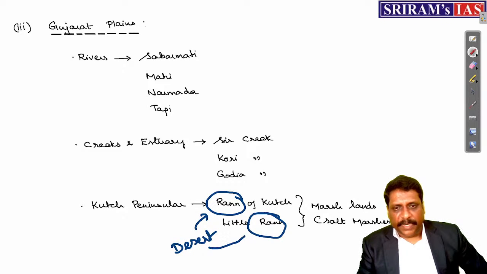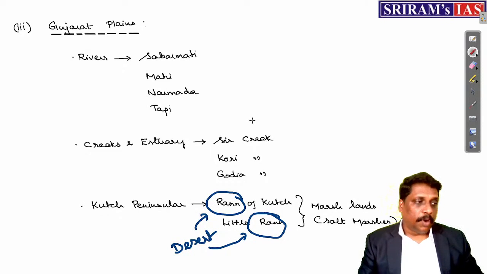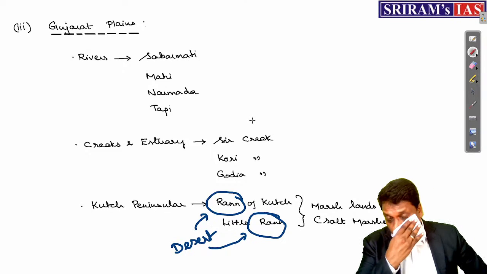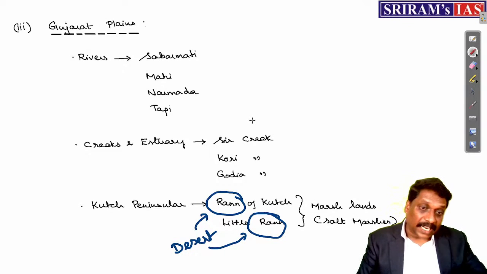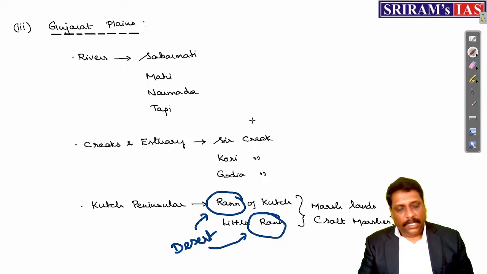When I talk about deserts, my dear friends, tropical deserts or warm deserts are not only confined to Western Rajasthan. Deserts are also confined to what? Rann of Kutch regions of Gujarat. So this is all about the plains of India.